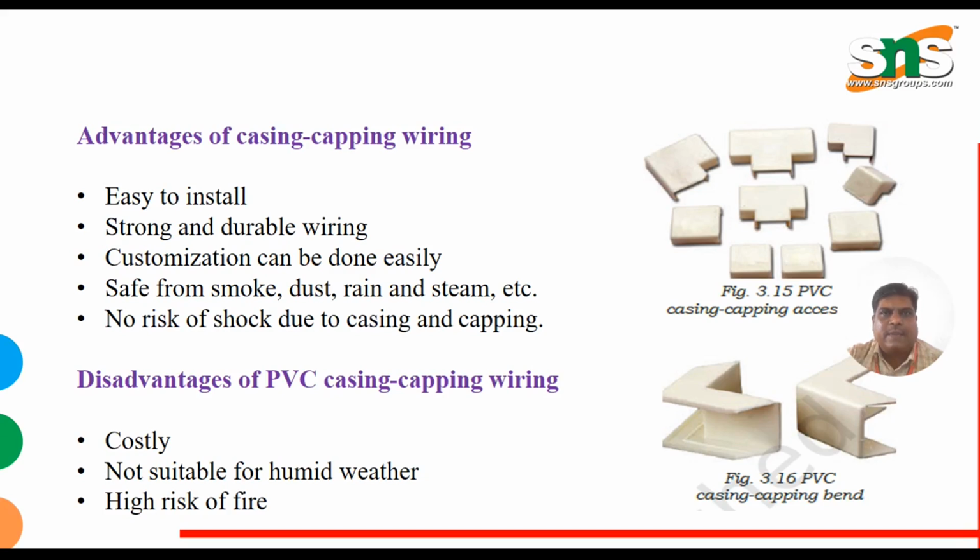Advantages of casing capping wiring. So this is the casing capping wiring which is used above the wires. Easy to install, strong and durable wiring. Customization can be done easily. Safe from smoke, dust, rain and steam. No risk of shock due to casing and capping. Disadvantages of PVC casing capping wiring: it is more costly, not suitable for humid weather, and has a high risk of fire.